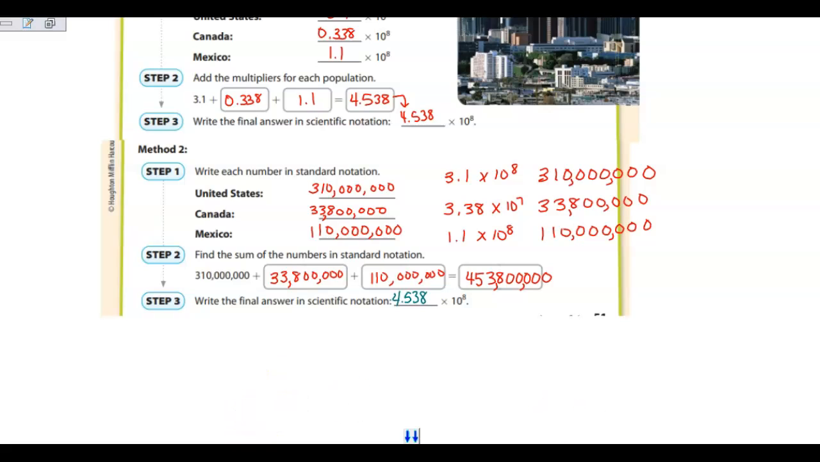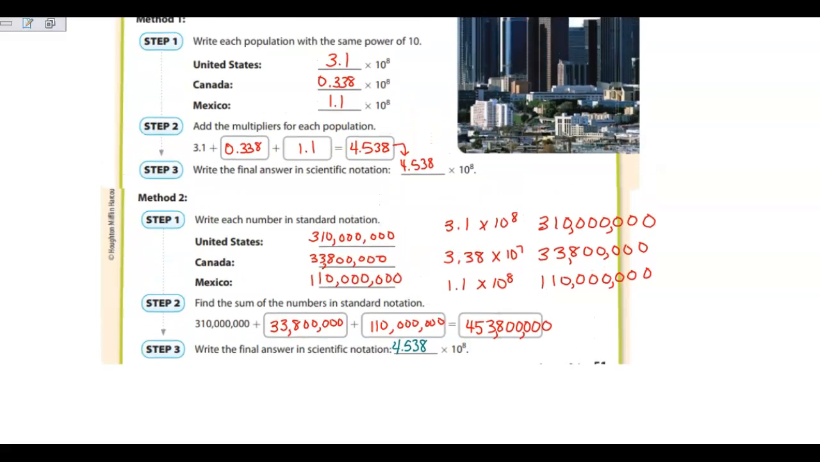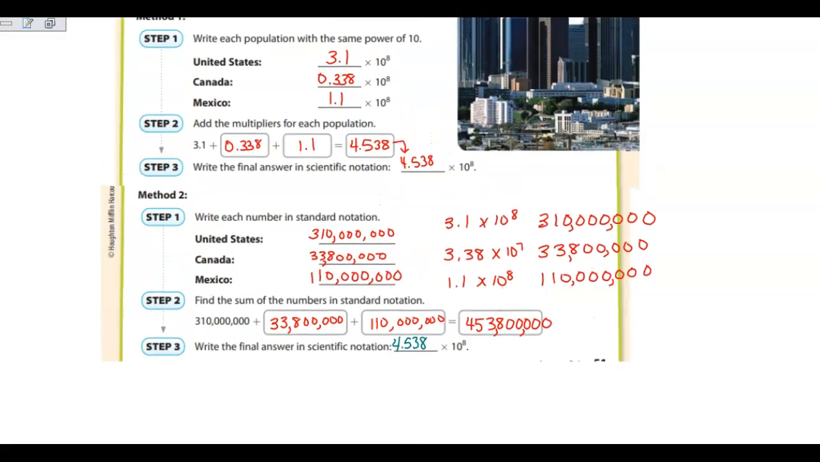Okay? But which one stands for an easier time of making a mathematical error? If you said the second method, you're correct. Because you could put too many zeros in, you could misalign your numbers. There's several different things that could happen. So the scientific notation, if you put them all in the same powers and just add the multipliers, then it's a lot easier to get the answer with less chance of a mistake.